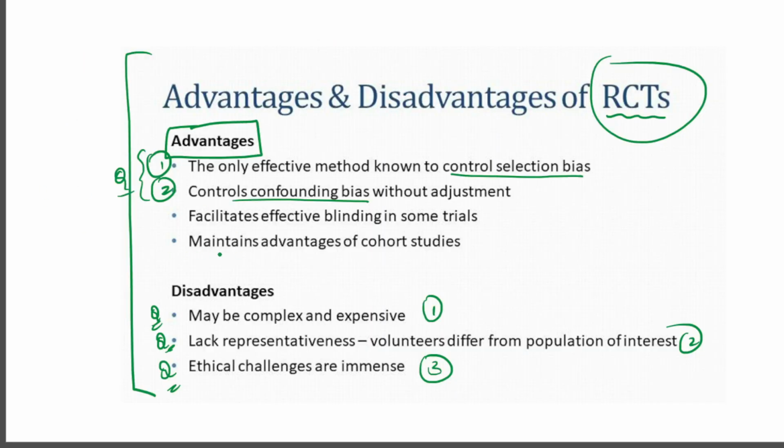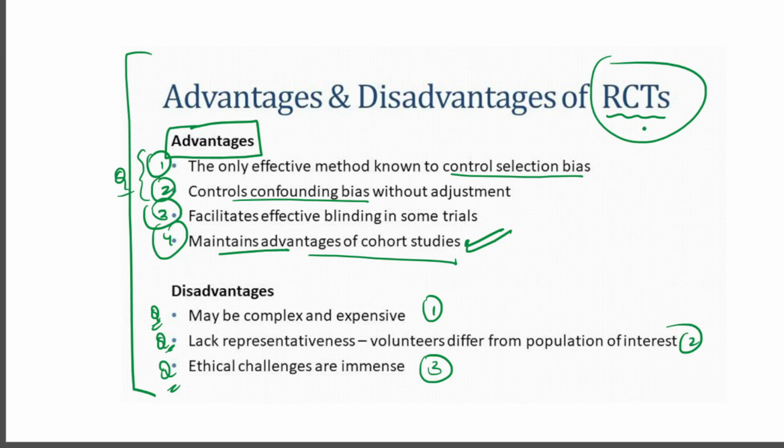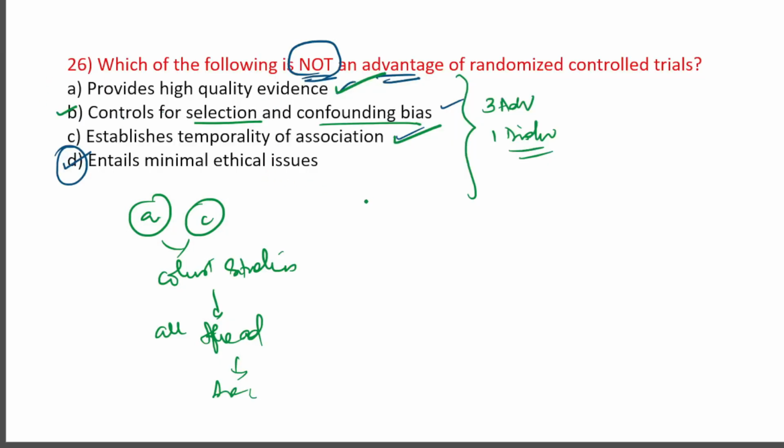See the 4th point. It maintains the advantages of the cohort studies. Okay, so let this be the 3rd point, that it facilitates effective blinding of some trials is an advantage of RCT, and the 4th point is maintains advantages of cohort studies. Okay, so this is our question, and I request all the students to get well versed with the advantages and disadvantages of RCTs, and please remember the question and also the answer.